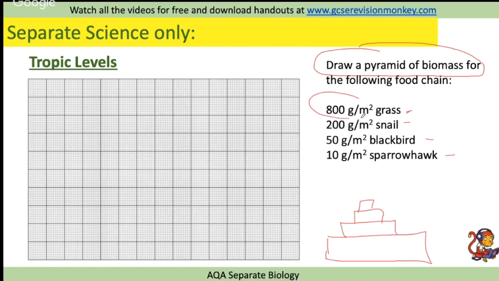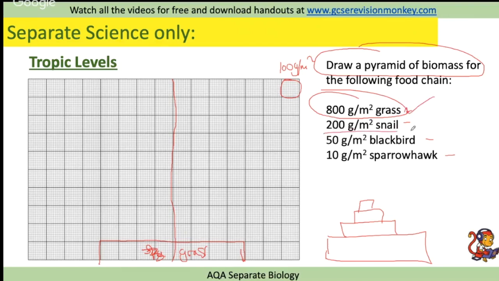So if I need 800 grams per meter squared of grass, if I've got 8 squares, 1, 2, 3, 4, 5, 6, 7, 8, I will use 1 square to equal 100 grams per meter squared. That's the scale that I'm going to use. So there's often a line down the middle. If not, you can draw one with a ruler. And I need to show my 800. I'm going to do 4 squares either side. So draw it across like this, 4 squares either side, and label that as your grass. Okay, that's that one done.